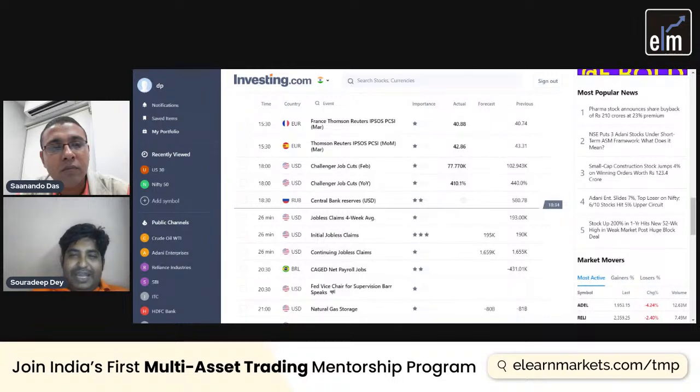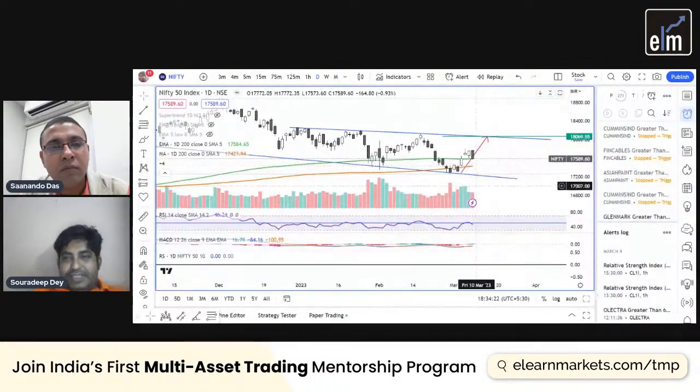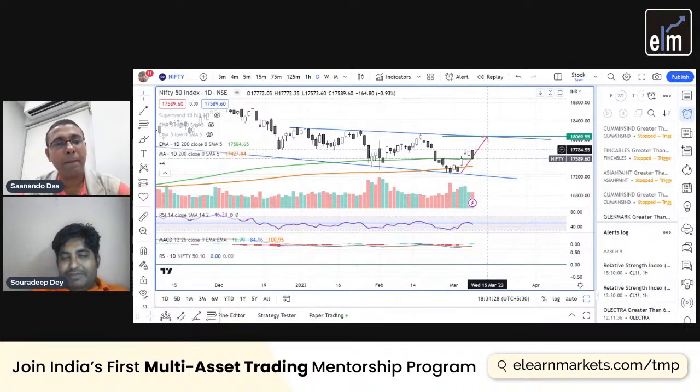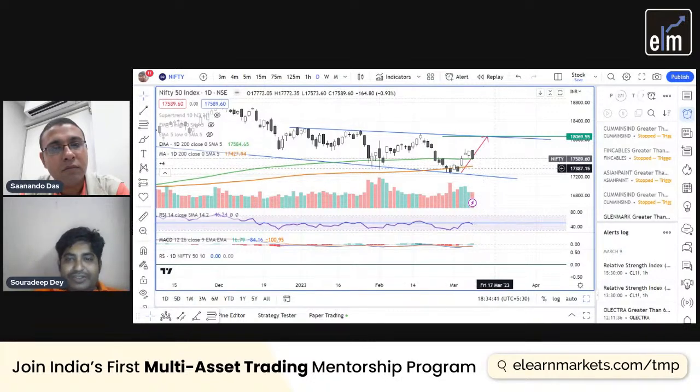and we may have a gap-up opening. In that scenario, if the market is able to protect this level of 17,580, we may again see a bounce back towards 17,750, 760 ahead of the non-farm payroll data. But if Nifty trades below this 17,580 or 570, you may see a dip towards 17,421. So this is a clear demarcation for tomorrow on how to trade.